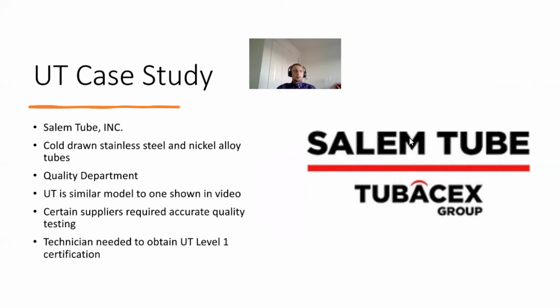So hollow tubes come in, and Salem Tube, with a cold drawn process, draws them to size with certain surface properties, conditions, tensile strength, and everything. Mostly Salem Tube dealt with cold drawn stainless steel and nickel alloy tubes. The UT machine was obviously in the quality department, and the UT at Salem Tube was extremely similar to the one shown in the video.